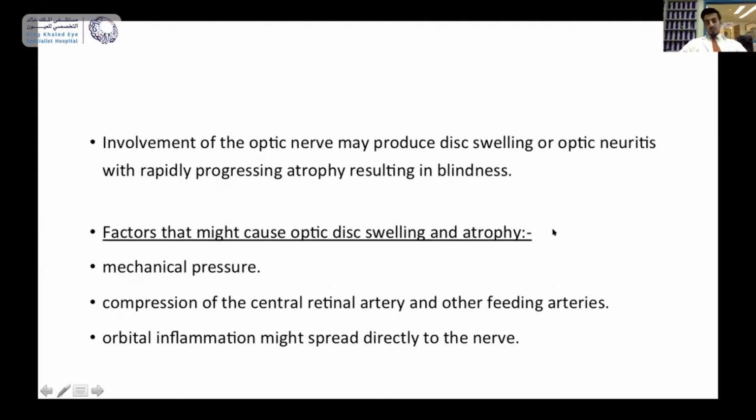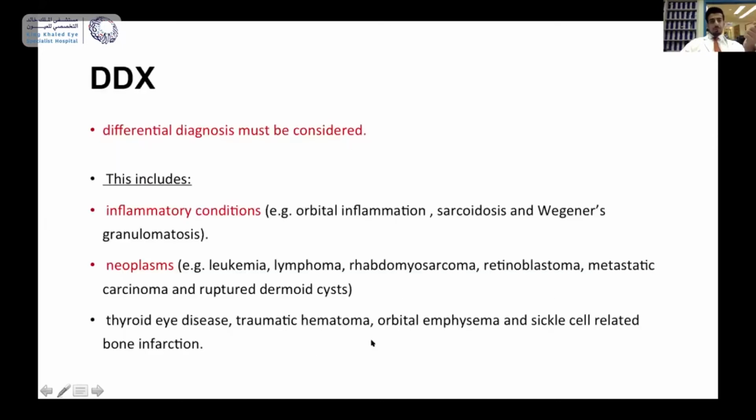Involvement of the optic nerve may produce disc swelling or optic neuritis and can rapidly progress to atrophy, resulting in blindness. Why does this happen? Due to mechanical pressure, due to compression of the central retinal artery or other feeding arteries, and also due to direct inflammation, spread of inflammation into the nerve.